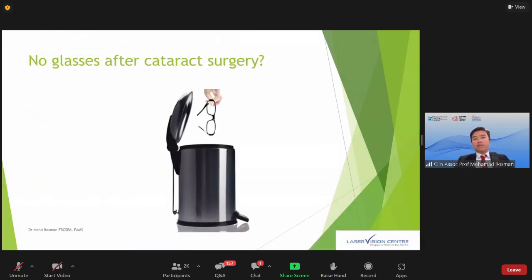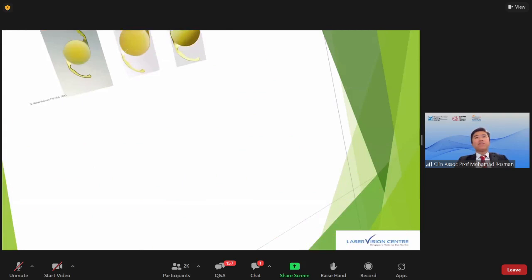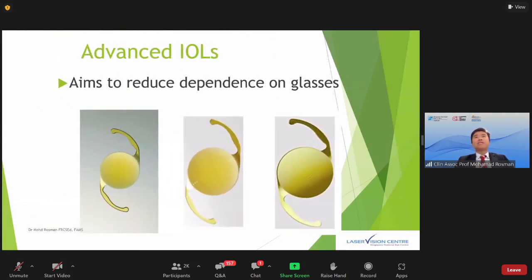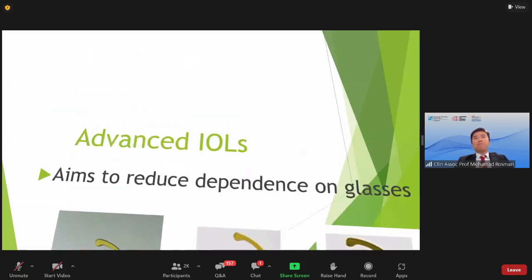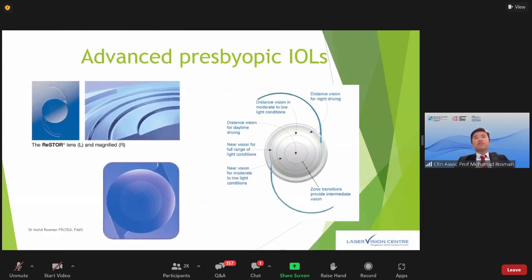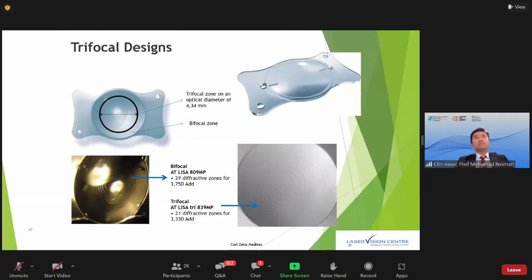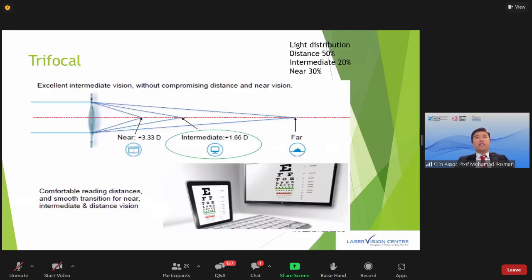If we do not want glasses after cataract surgery, nowadays we have advanced lenses aimed to reduce the dependence on glasses. We can correct astigmatism, we can correct presbyopia. So the new lenses usually have all these rings, is to allow the different focuses for far and near. And nowadays, the multifocal lenses are for trifocal designs. And the aim is really to allow you to see near, intermediate, and far without need for glasses, because nowadays we know a lot of people use computer, so intermediate distance is getting more and more important nowadays.